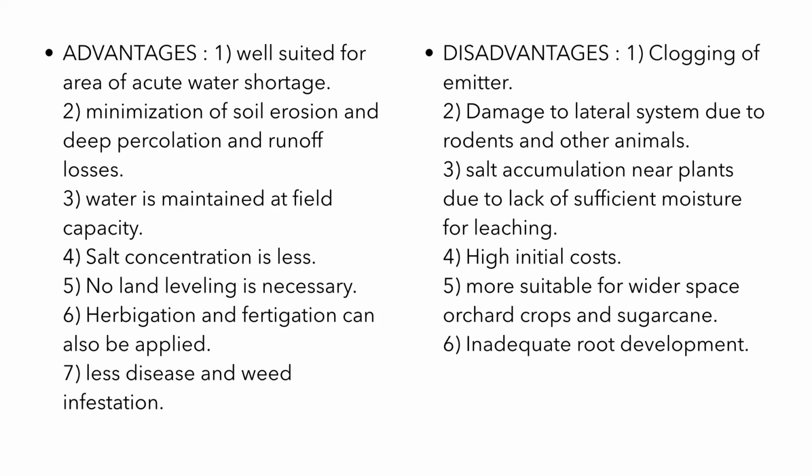Let's talk about advantages of drip irrigation system. The first one is that it is well suited for areas of acute water shortage. It is suitable for areas where water is available in very less amount. The second advantage is minimization of soil erosion, deep percolation and runoff losses, means it minimizes these factors.